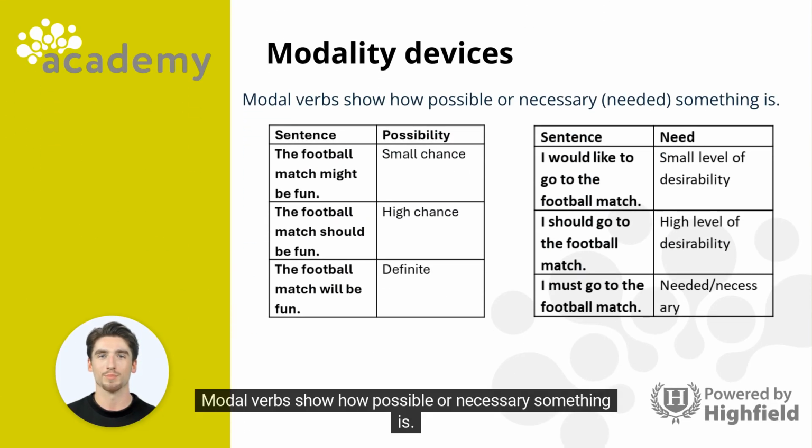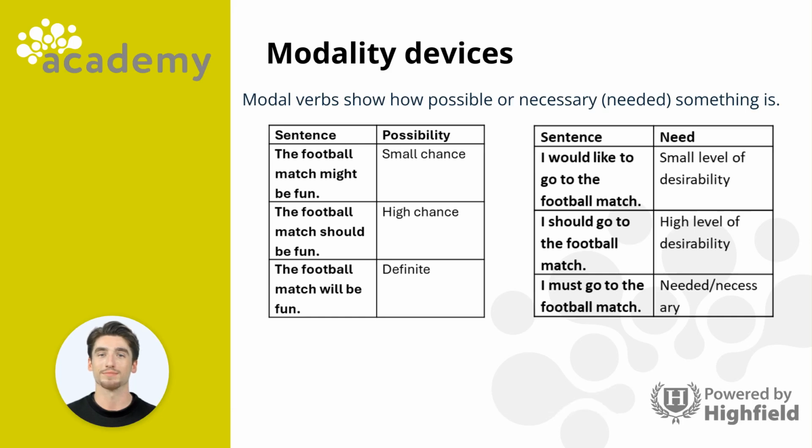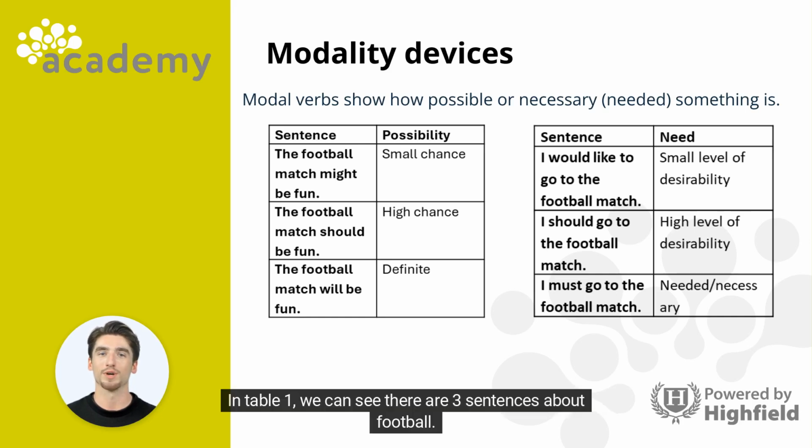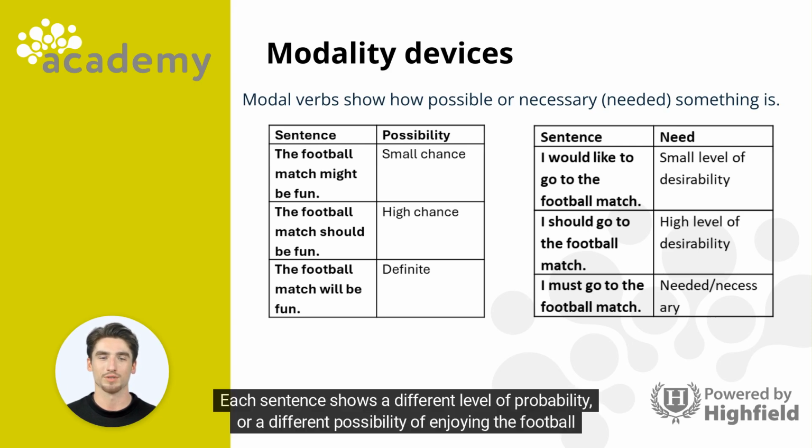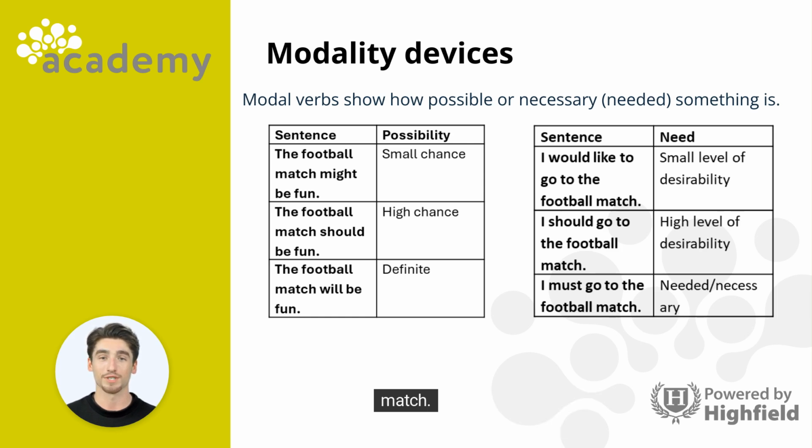Modal verbs show how possible or necessary something is. In Table 1, we can see there are 3 sentences about football. Each sentence shows a different level of probability or a different possibility of enjoying the football match.